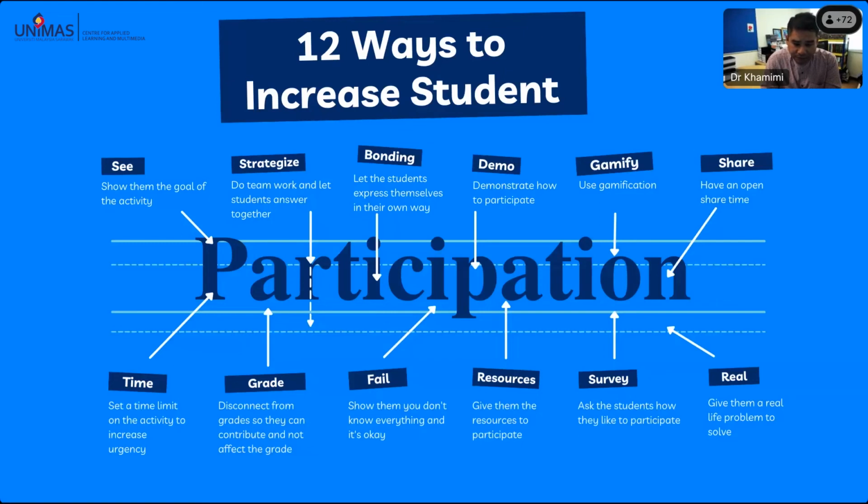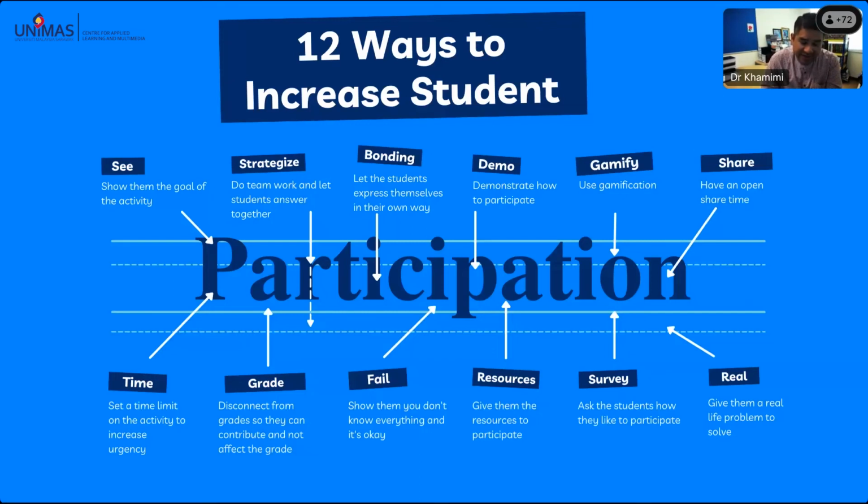Okay. Next, set a time limit on the activity to increase urgency. Sometimes we have the activity, but we don't put any deadline. Students can submit whenever they like, as long as it does not exceed the end of the semester. So there's no sense of urgency. Students will not feel it.